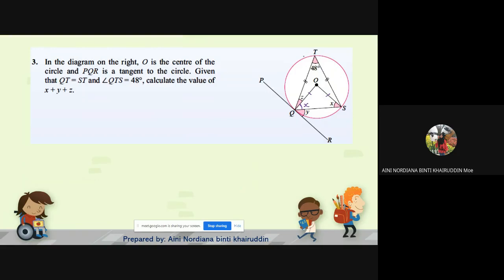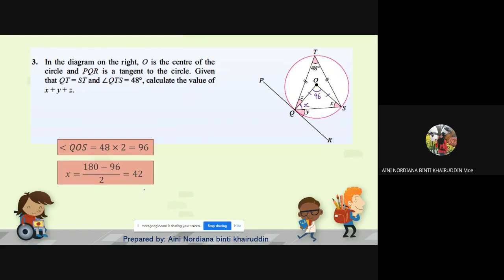So this one you have learned from previous class. Angle at circumference is half angle at center. So angle at center equals to 48 times 2, which is 96. So angle here 96. Now you can calculate x. X equals to 180 minus 96 divided by 2.